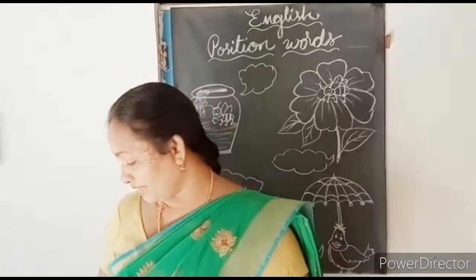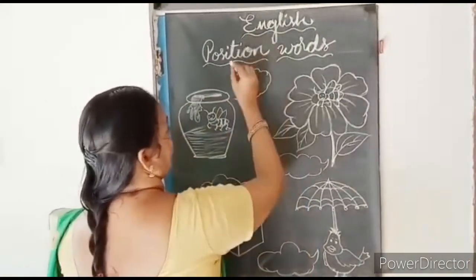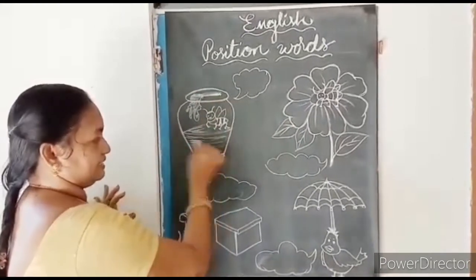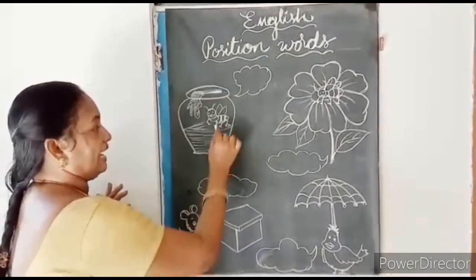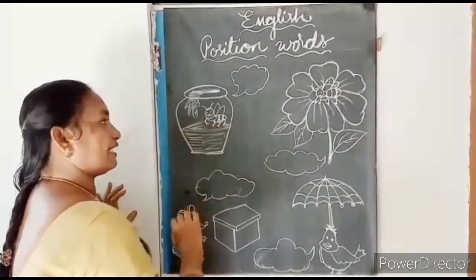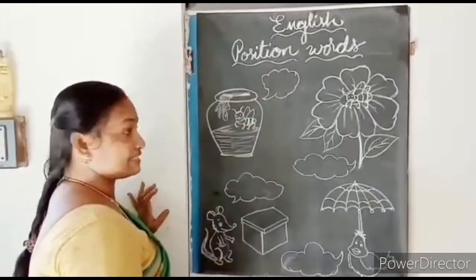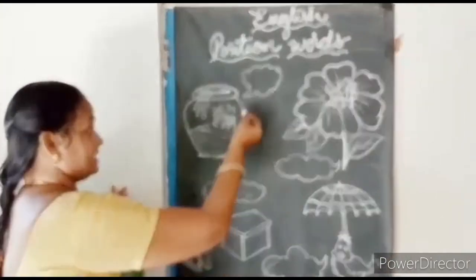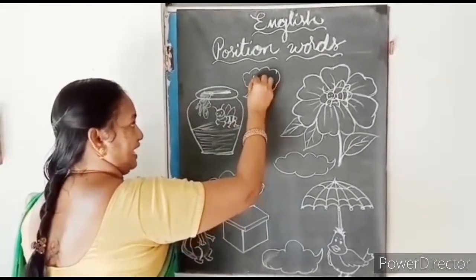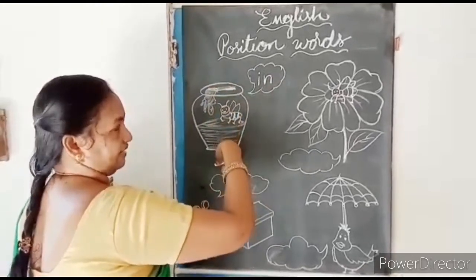Like this, we have a few more examples. Look at the board, children. See, English, possession words. So here we have a jar filled with jam or honey, and a honeybee is here. What is the possession of the honeybee now? It is there inside the jar. So the honeybee's position is in. I-N, in. It is inside the jar.